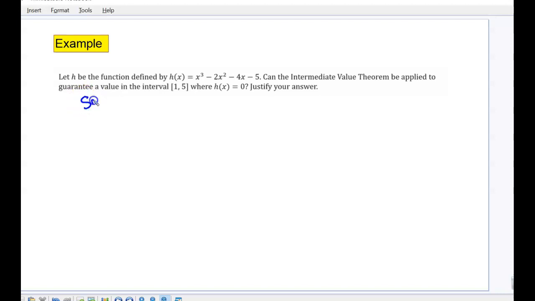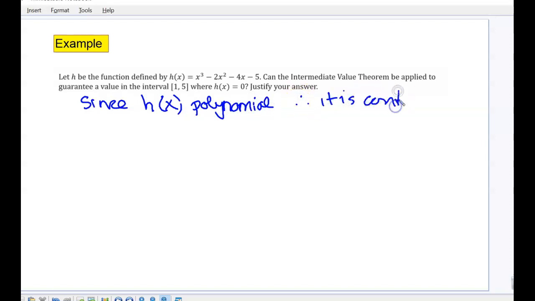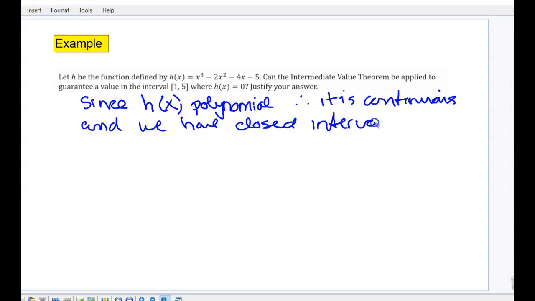And we could say, since h of x is a polynomial, therefore it is continuous. And we have a closed interval from 1 to 5. So therefore, the intermediate value theorem can apply.